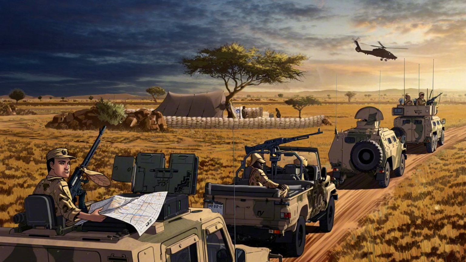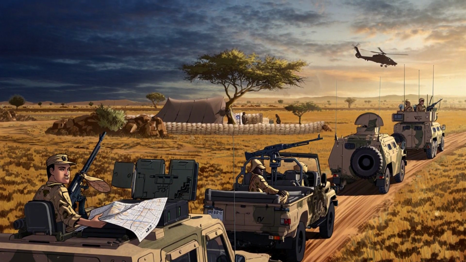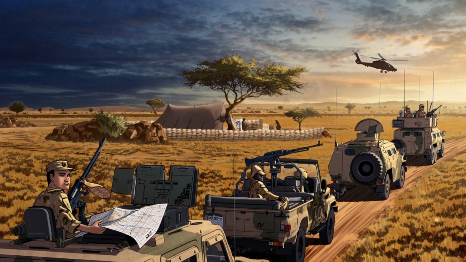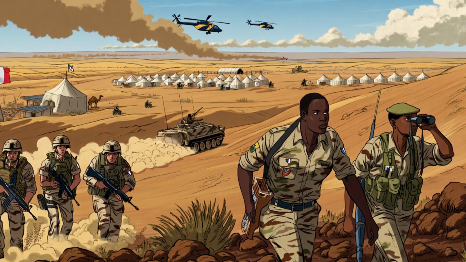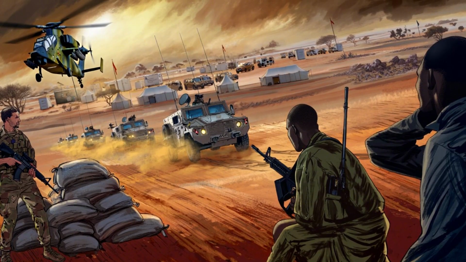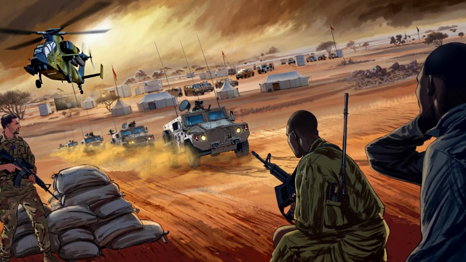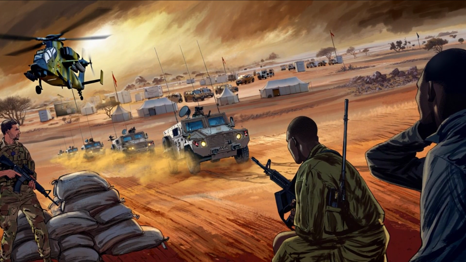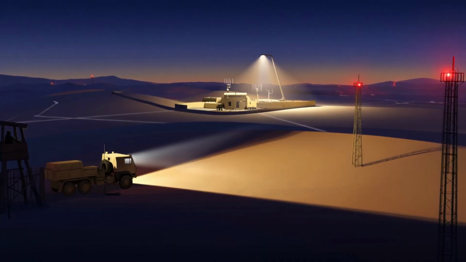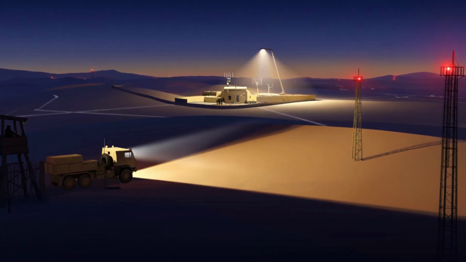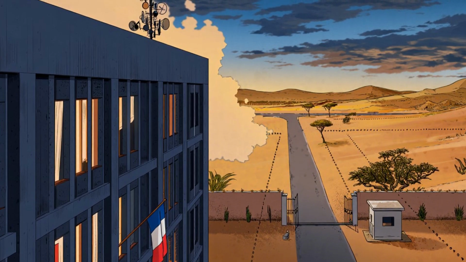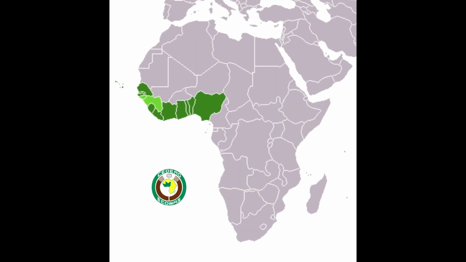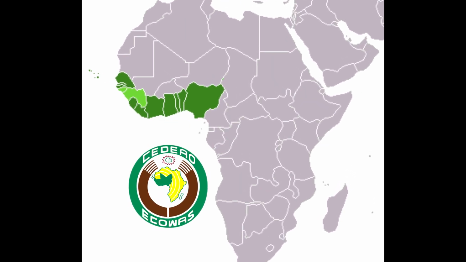France's official motive was to prevent jihadist groups from entrenching themselves, to support the armies of the G5 Sahel countries, and to prevent the region from becoming a major platform for terrorism and cross-border crime. French official statements directly link the operation to threats against Sahel states, the risk of Mali collapsing, and the fact that the intervention happened at the request of a sovereign state, and ECOWAS is the Economic Community of West African States.